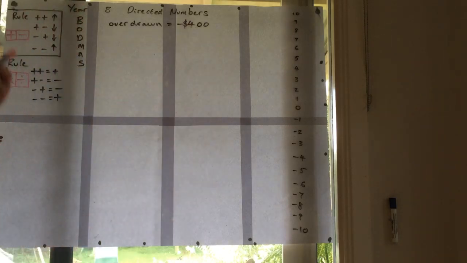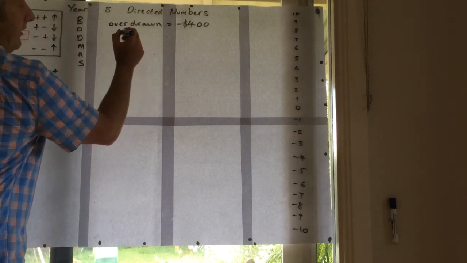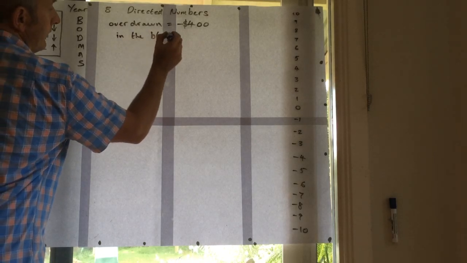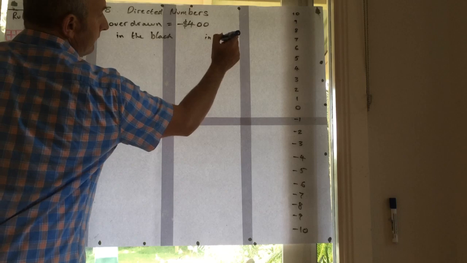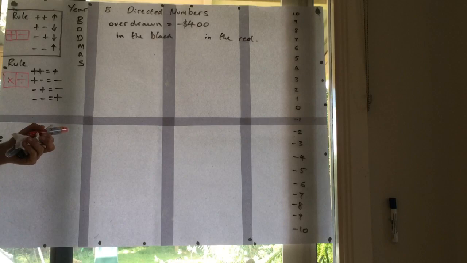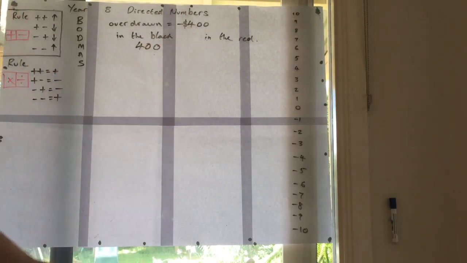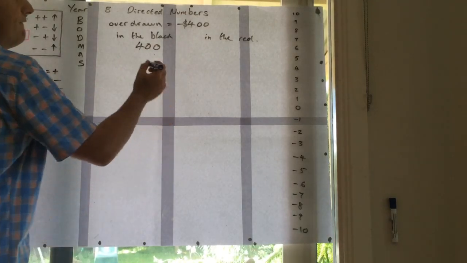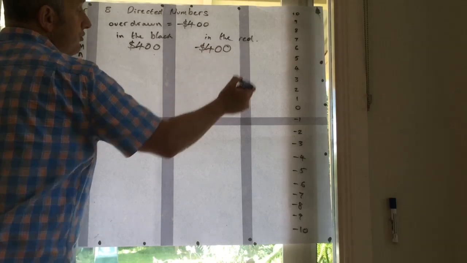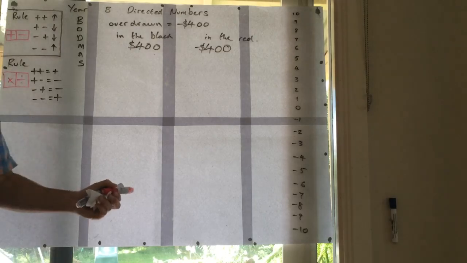Okay, I'm $400 overdrawn. Sometimes we might hear people talking about in the black, or in the red. In the black means if you're $400 in the black, that means you've got $400. However, if you're $400 in the red, that means you are negative $400. You're $400 overdrawn.